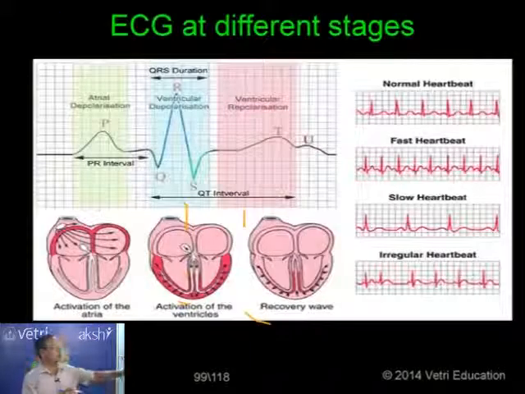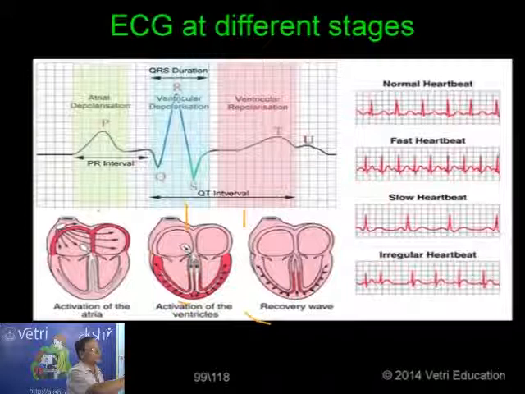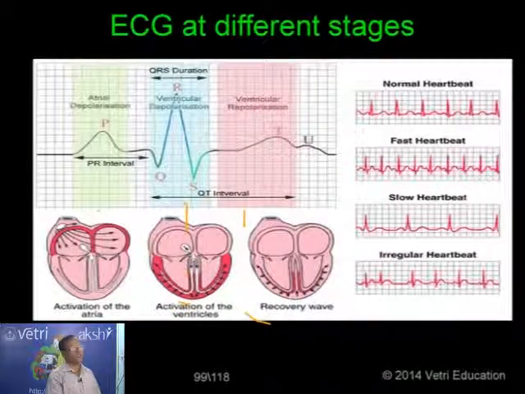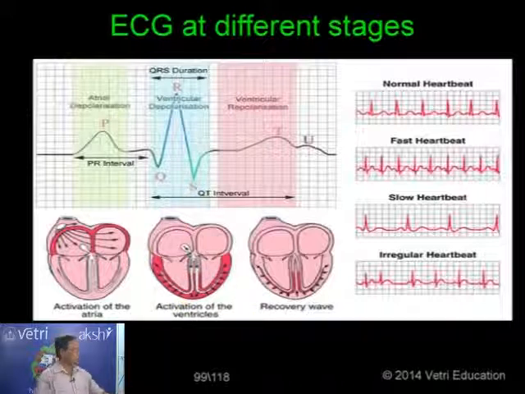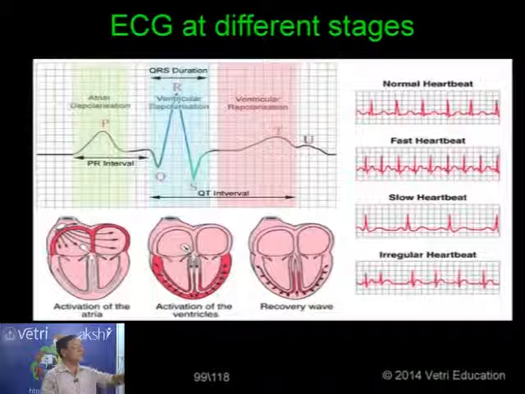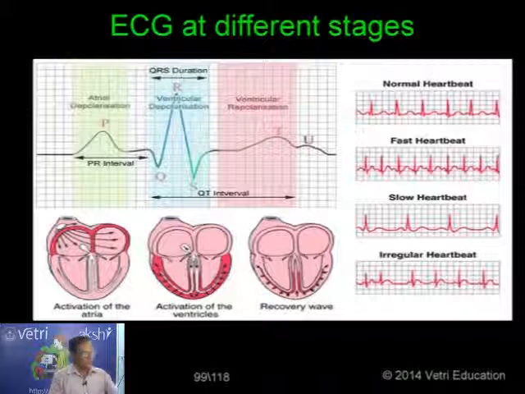Now you see what I mentioned. This yellow color represents the P wave, atrial depolarization. The QRS complex represents ventricular depolarization. And this red one indicates ventricular repolarization, corresponding to the T wave. Now we have the different stages. The first is the activation of the atria, atrial depolarization. Then the activation of the ventricles, ventricular depolarization, the second stage. Then the recovery wave, that is ventricular repolarization. We have all these things here.